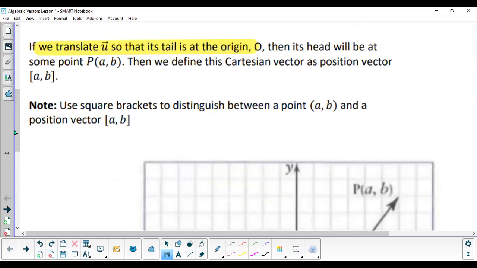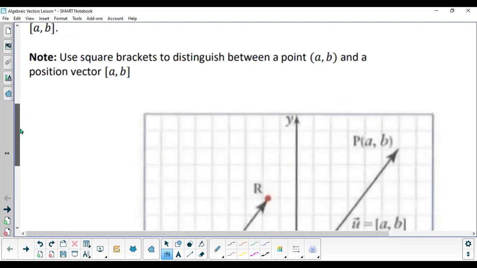So something I'm going to do a lot of is translating the vector so that its tail is at the origin and the tip is going to be at some point P, which we're going to represent by AB. But when we define the Cartesian vector as a position vector, I will use the coordinates of the tip and I will enclose them in square brackets. That's a strategy that I'm going to be using for multiple steps.